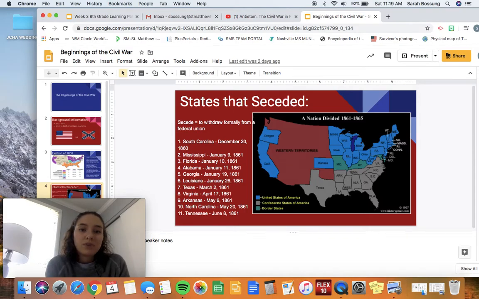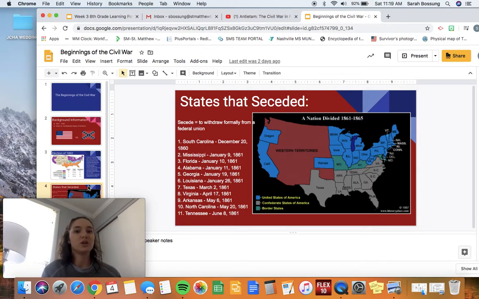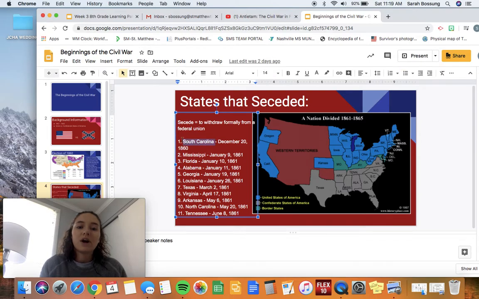Okay, so states that seceded. We just talked about how before Lincoln was even in office, 11 states seceded, and to secede means to formally withdraw from a union. So these southern states formally decided we are no longer going to be part of the union. They thought they could do this, and South Carolina was kind of the leader. They're the first one to do this. Their belief was, if we can choose to become part of the United States, then we also have the choice to leave the United States. That's kind of how they saw it, and the path they were going down.